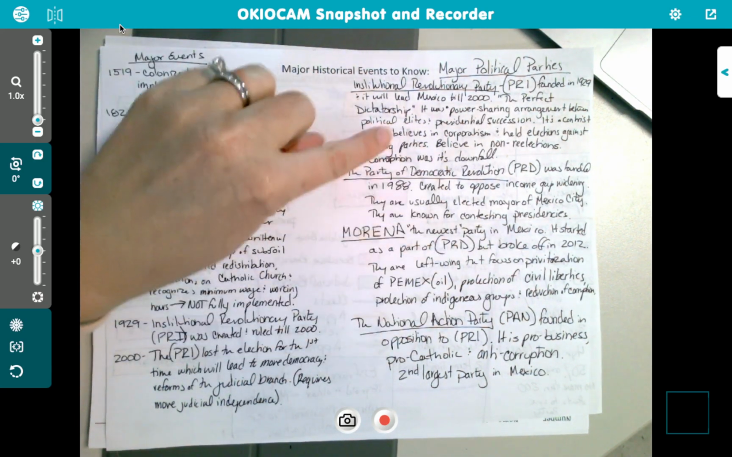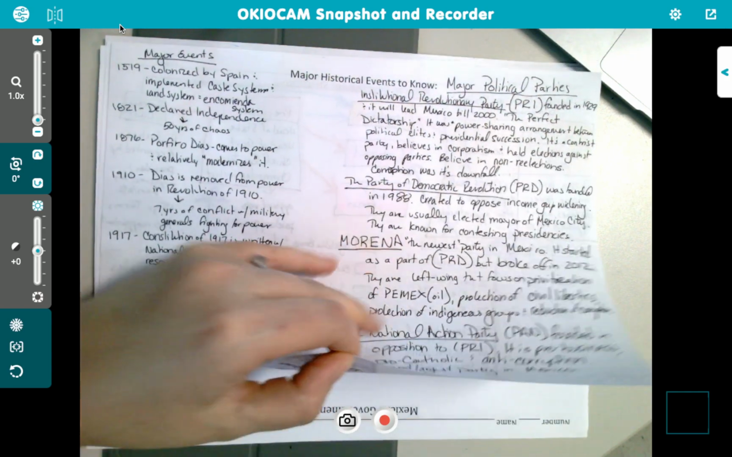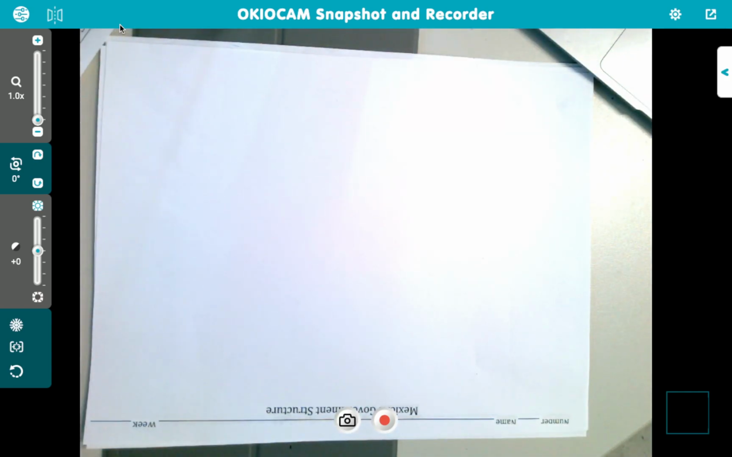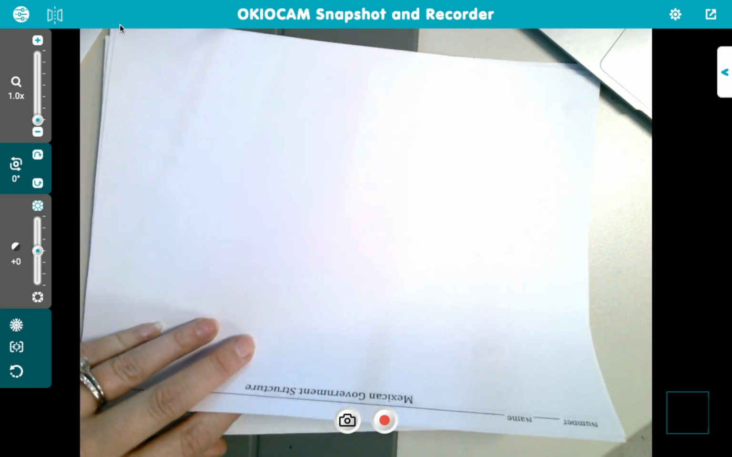And then this part is the hardest part. The political parties, that's the hard part. Of the whole week, it is going to be the political parties. They love their abbreviations, and the content's a little tricky.